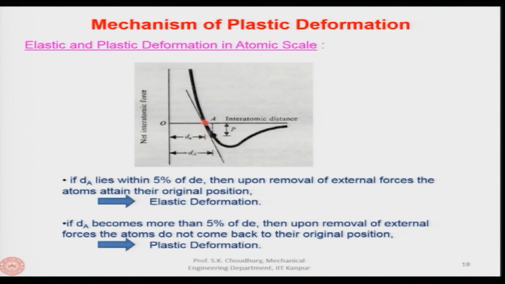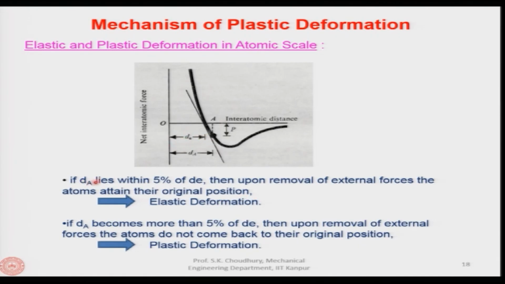Let us say this is the point where it is in the equilibrium position. It has to be this point, because here this is intersecting the axis. So, this must be the equilibrium position, and suppose from here we are moving the atom from here to here, and if the distance that we have moved, dA, is not more than 5% of the d equilibrium, in that case this will be the elastic deformation.